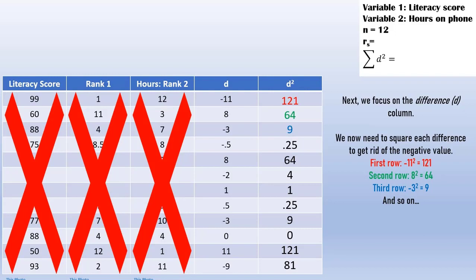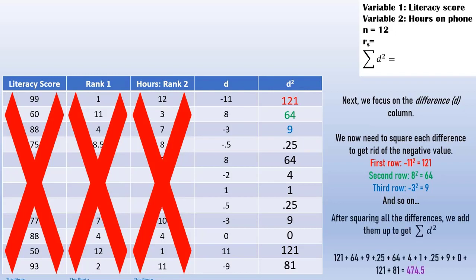And then the next thing that we're going to do with all of that is we're just going to add all those up. So we're going to take everything in the d squared column and add that up, and that is going to give us this right here. That is going to give us the sum of d squared. So when we add all of these together, we're going to get 474.5, and we can go ahead and put that right here.